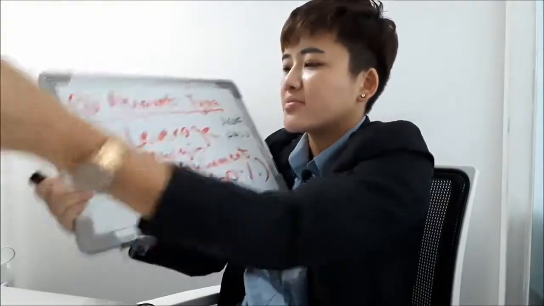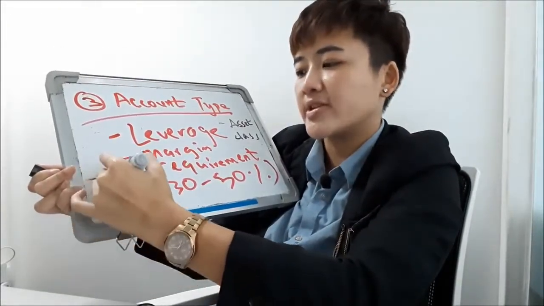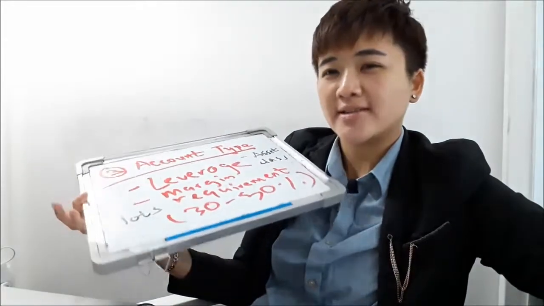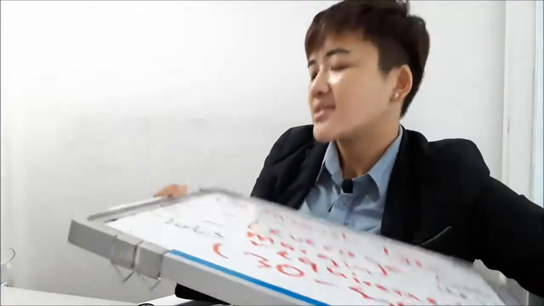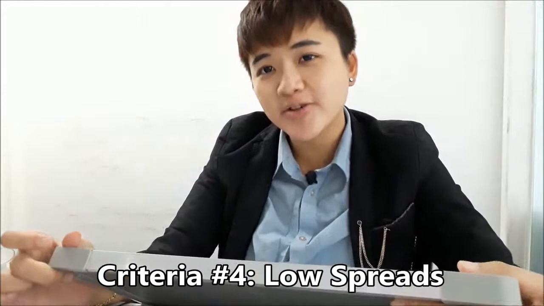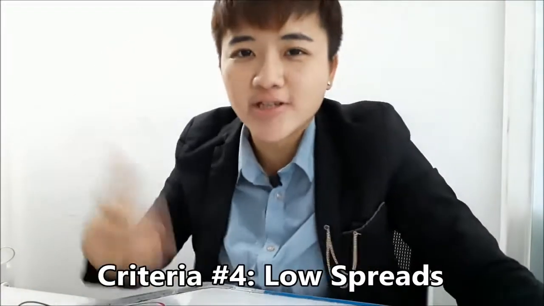You need to make sure that your broker allows you to trade all the different lots that you're looking for. Allows you to trade mini lot, micro lot, standard lot, especially if you are starting off with a very small account. And the fourth criteria is to make sure that your cost of running your business is as low as possible.